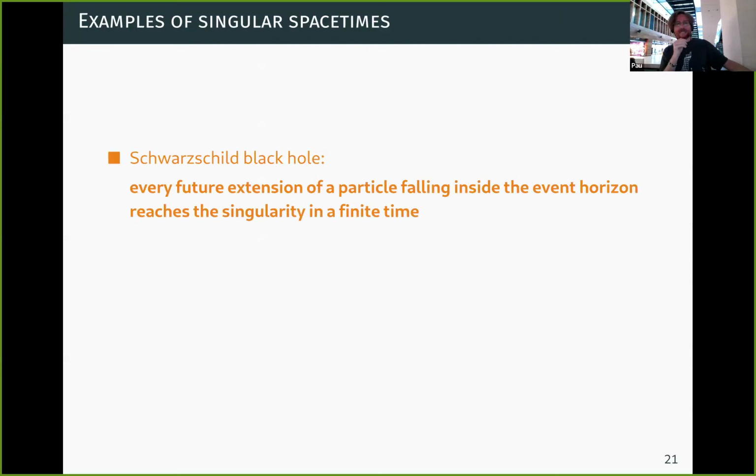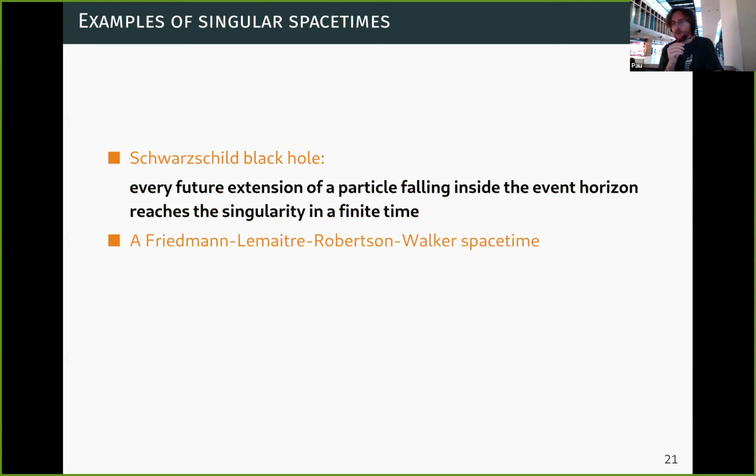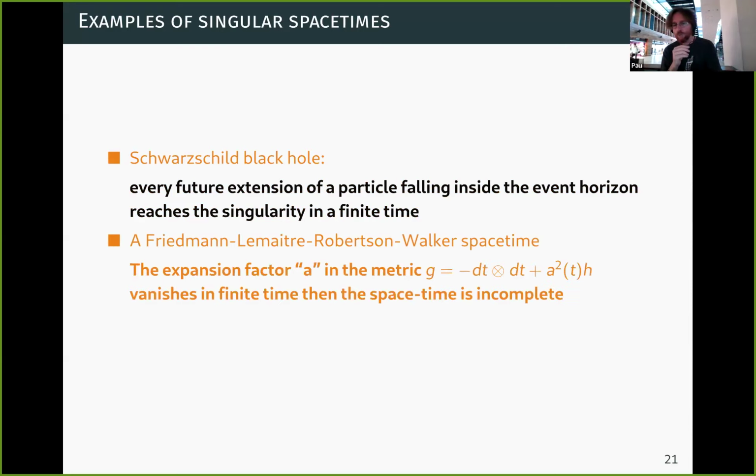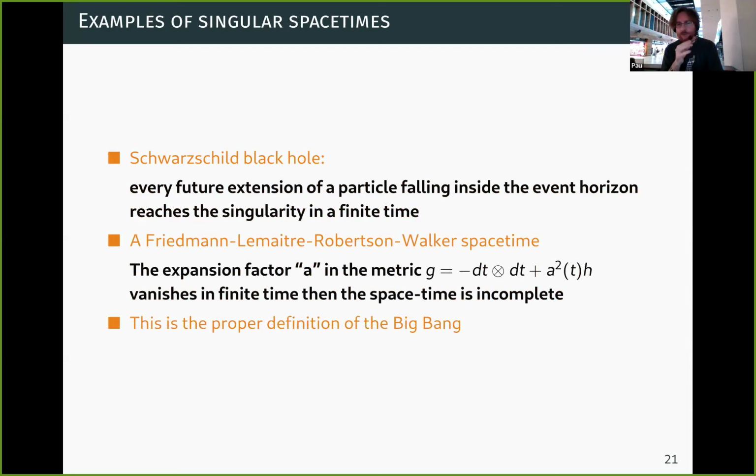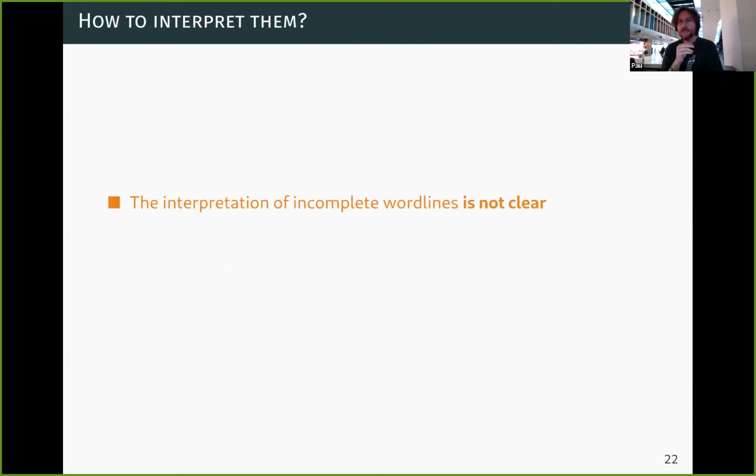Every future extension of a particle falling inside the event horizon reaches the singularity in a finite time. And please note that the singularity is a moment, it's not a place, it's a moment. So if you cross the event horizon of a supermassive black hole, you will reach an infinite curvature, at the end of this same time, at a given moment. Also, we can talk about cosmology with Friedmann, Lemaitre, Robertson, Walker space-times. I will not go into details, but this is, by the way, the proper definition of the Big Bang. There's a finite past, and anyway, I don't want to get into this.